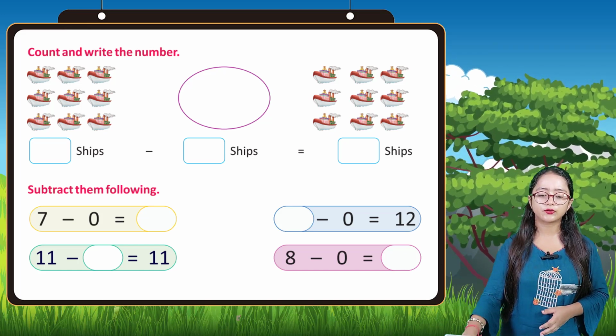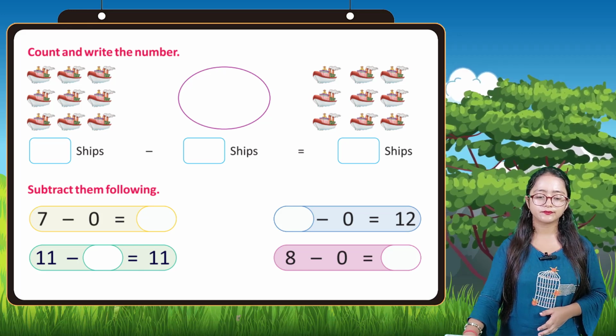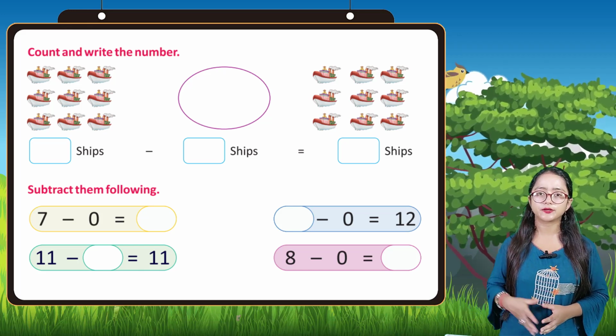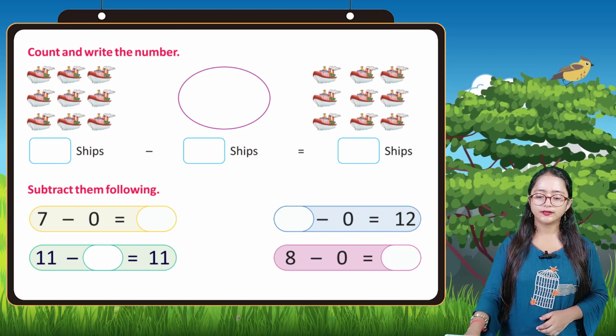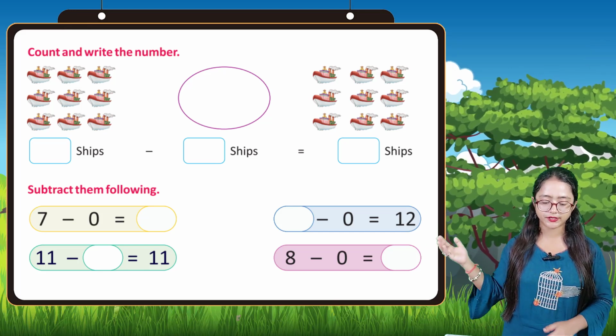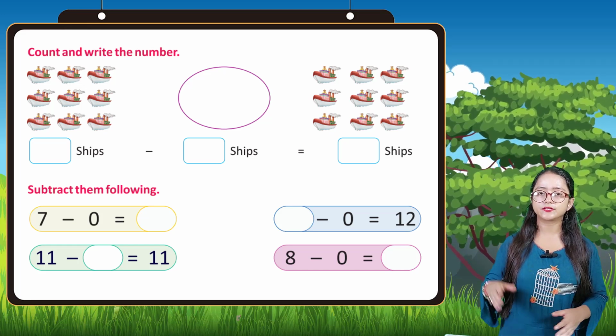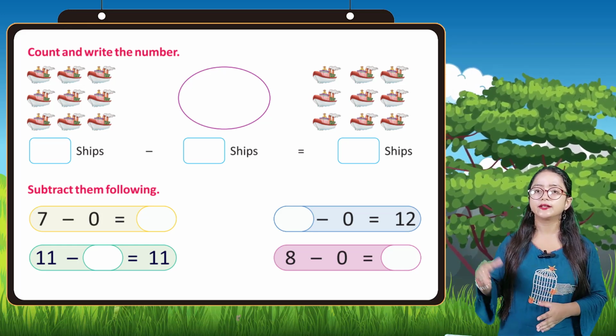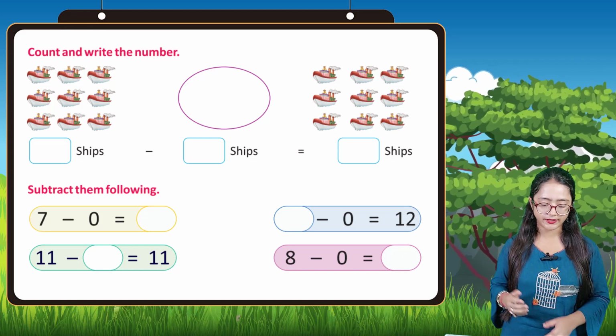Here first you have to count the number of ships. There are total 9 ships. So write down number 9. Then in the another one you can see there is no ship. Okay. So you have to write down number 0. Then after subtracting 0 from 9 you get the 9 itself. Okay. So write down number 9.